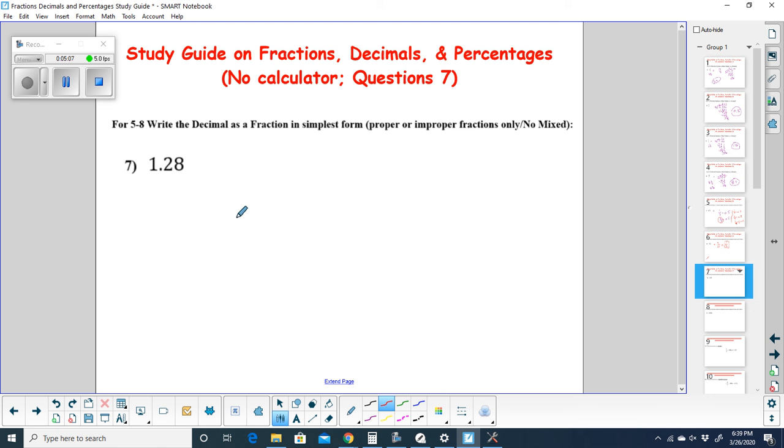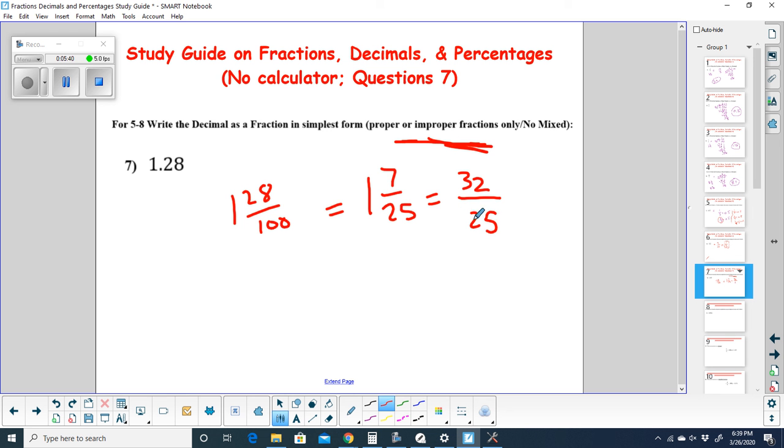Next, 1.28 is equal to 1 and 28 over 100, which, if you recognize that 4 goes into both 28 and 100, is 1 and 7 over 25. Because you need to write this as an improper or proper fraction, no mixed numbers, this is equal to 1 times 25 is 25, plus 7 is 32 over 25.